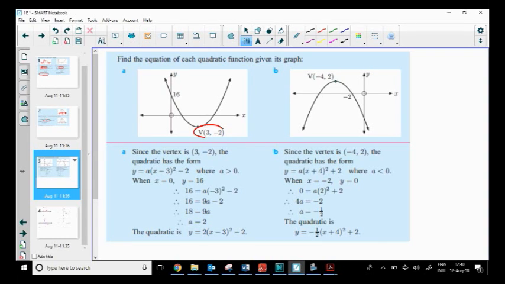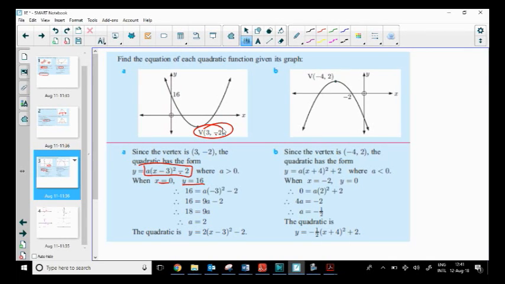So here I've got a vertex of 3, -2. So I fill in to vertex form here, it's going to be x minus 3. Remember to change that sign, squared, and then -2, that stays the same as that sign there. And then just like the last one, I need to figure out what the a value is. It's the y-intercept in this case. So I set x equal to 0, y equal to 16. I figure out what a is.